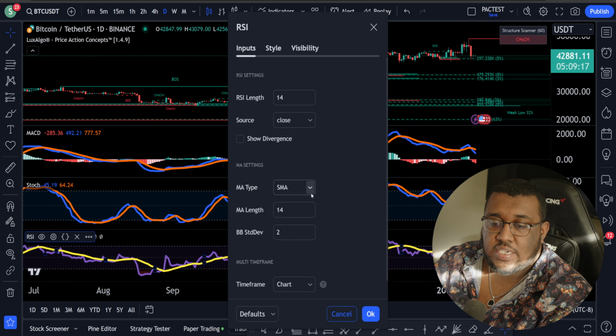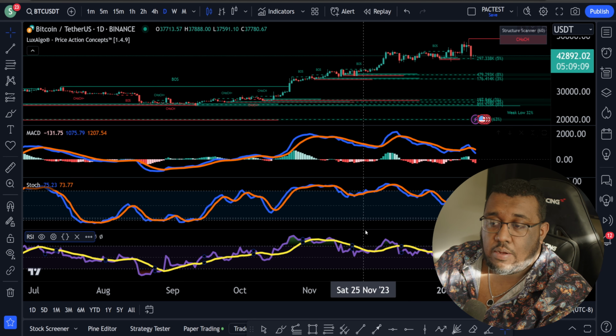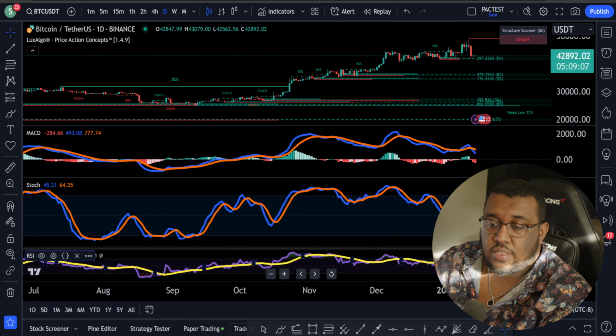If you guys want to go scalping, you're going to change this up a little bit, but you're going to have to figure out those settings based on your own personal trading style. So hit OK. Now everything is set up. I just want to shrink this down a little bit.